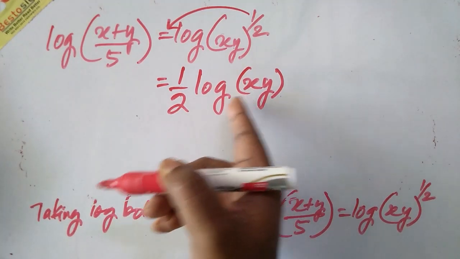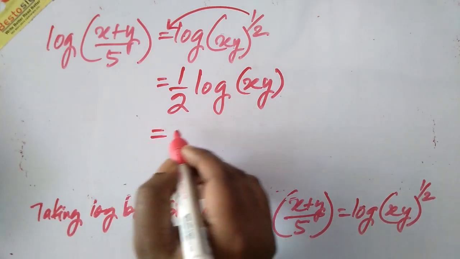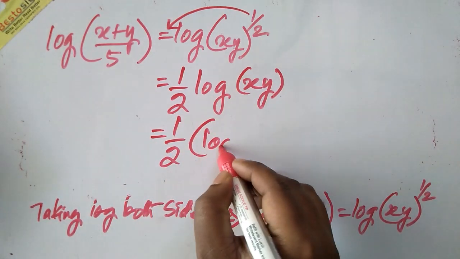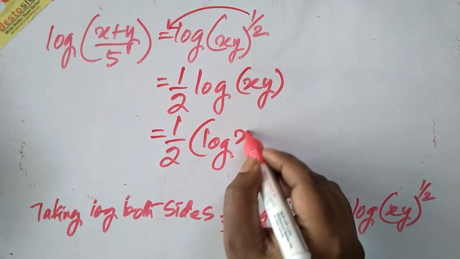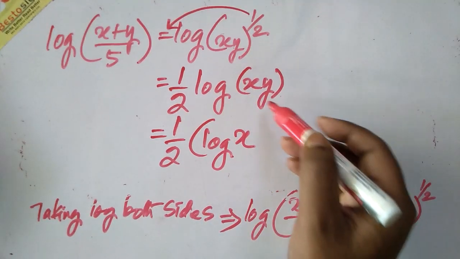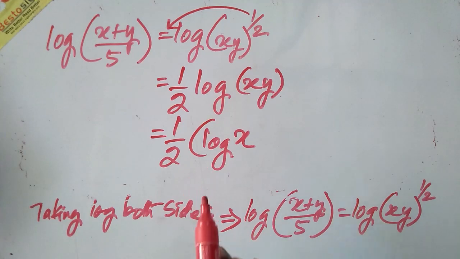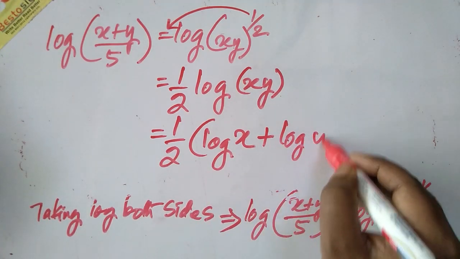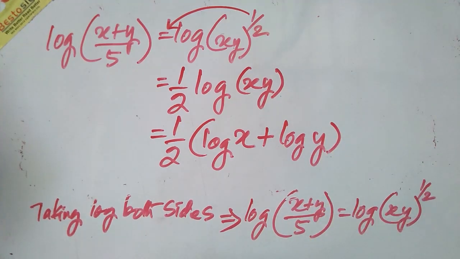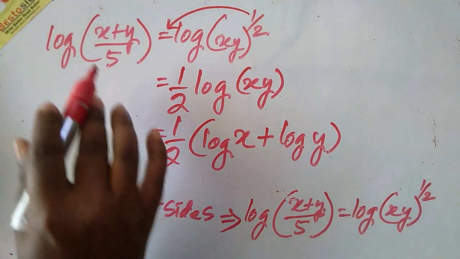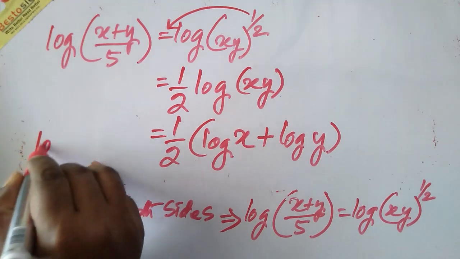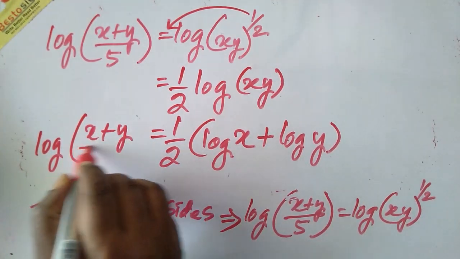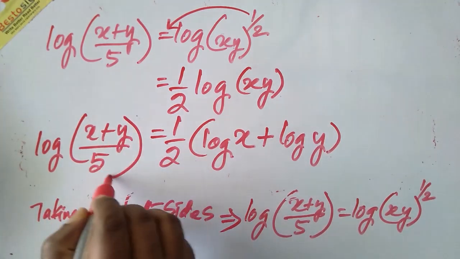Now we can also separate this log and write it as half log x. Whenever it is a multiplication, what do we have to do? We have to add the logs, right? So plus log y, right? This is what we have got. And our left hand side, what do we have? We have log x plus y by 5.